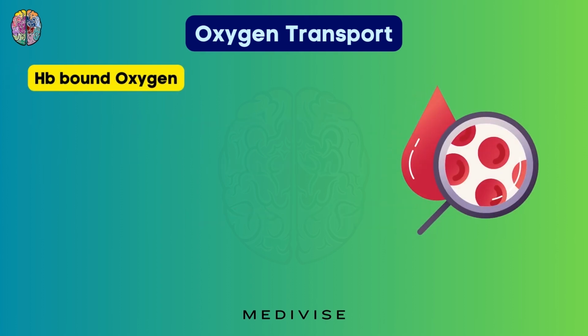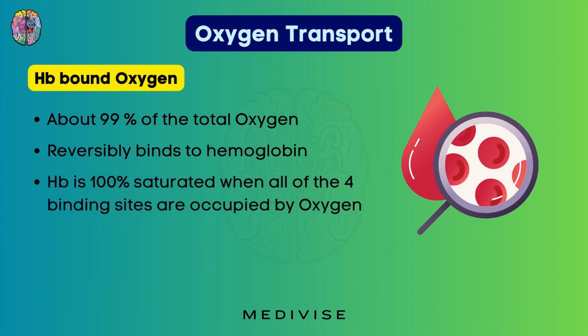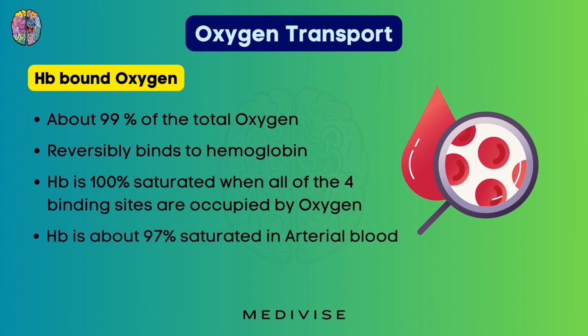Now coming to hemoglobin bound oxygen. This is about 99% of the total oxygen. Here the oxygen reversibly binds to the hemoglobin. As you must be knowing, hemoglobin has 4 binding sites. If all the 4 binding sites are occupied, we say that the hemoglobin is 100% saturated. You should also know that hemoglobin in arterial blood isn't exactly 100% saturated, it is about 97% saturated.